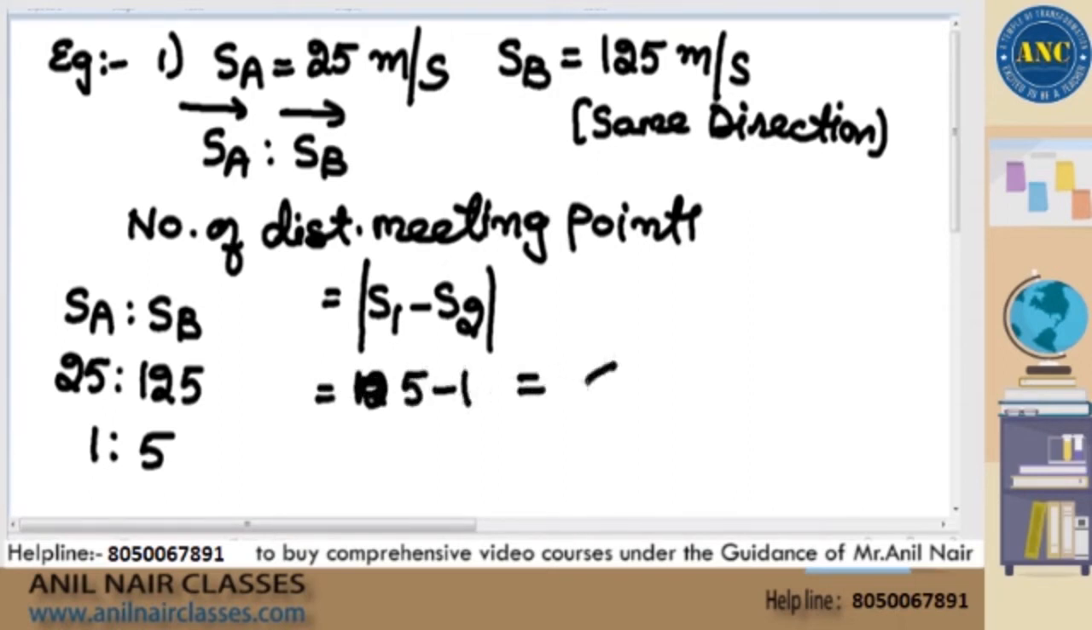How many distinct meeting points are there on the track? 4. It is 4. Listen carefully.